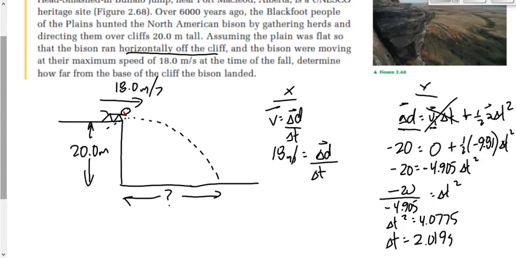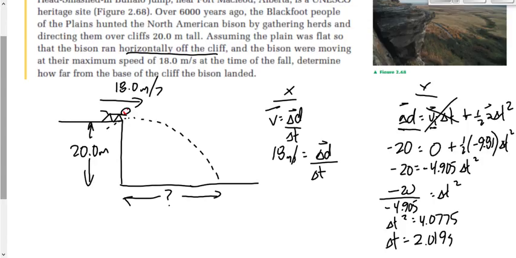We solved for something. It's great. How long is the bison in the air before it hits the ground? 2.019 seconds. It's not what we're looking for, though. That's okay. Remember the strategy? Draw the picture, write down the equations, and then brute force. If you're doing brute force, you can't go wrong as long as you sub things in correctly. I haven't made a mistake here. I solved for something I'm not looking for, but that's okay.